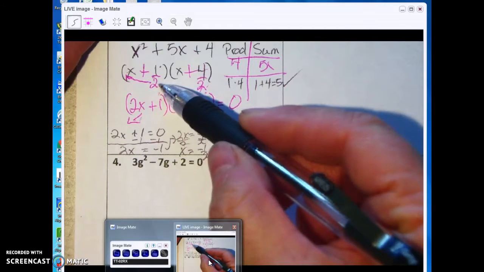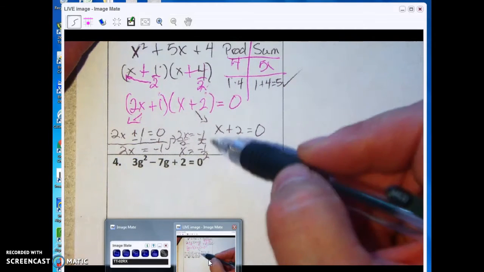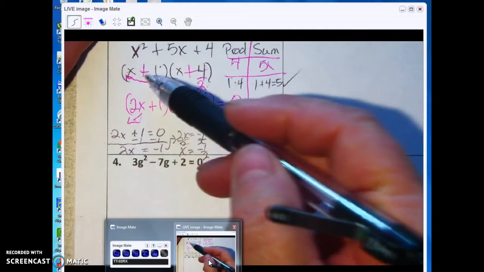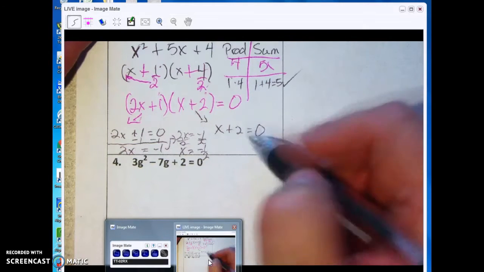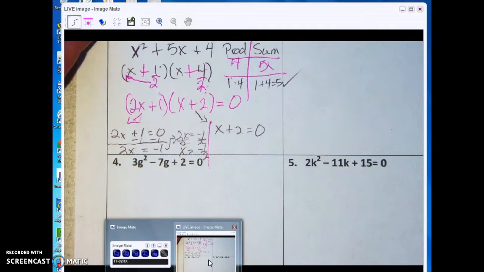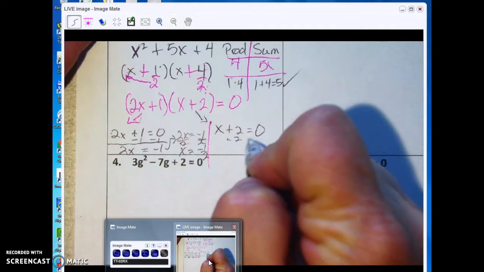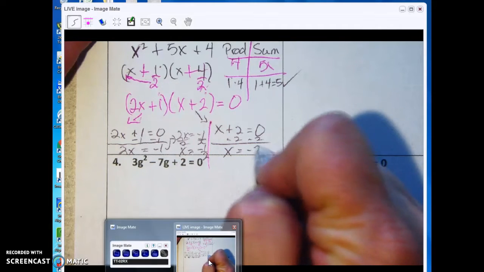Kind of like what we had up here, but the opposite sign, right? Think there's a connection? Yeah, we just subtracted that, put it to the other side, made it negative. Okay, and what about this one? Subtract 2. And x equals negative 2.